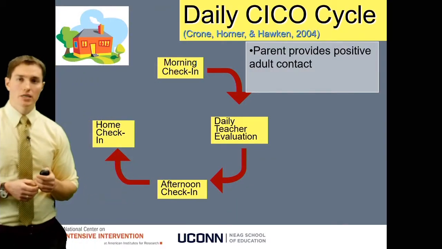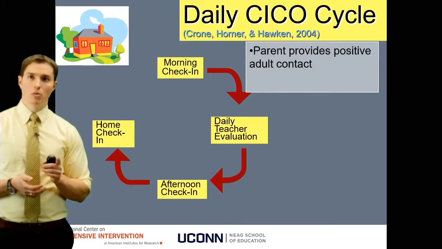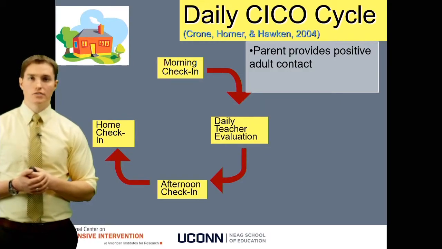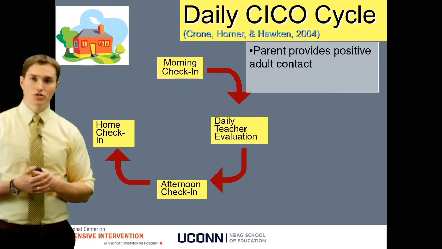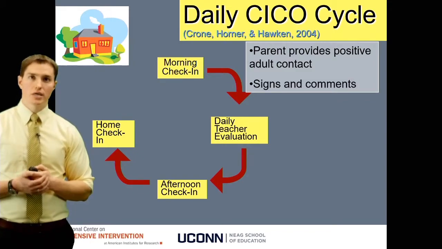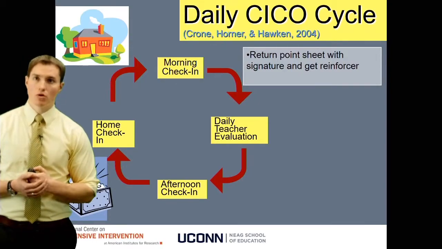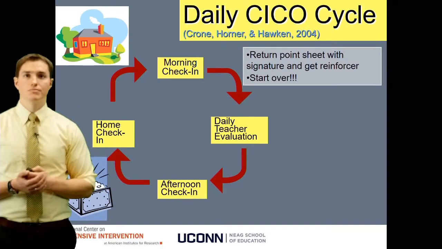In addition, at the end of the day, the student gets the point sheet to take home. They take the copy of the completed point sheet home for a check-in with guardian, mom, or dad. The parent provides positive adult contact at home, reflects with the student on how their school day went, signs off on the point sheet for it to be returned to school the next day. The next morning, the student returns to the check-in room and the whole process begins anew.